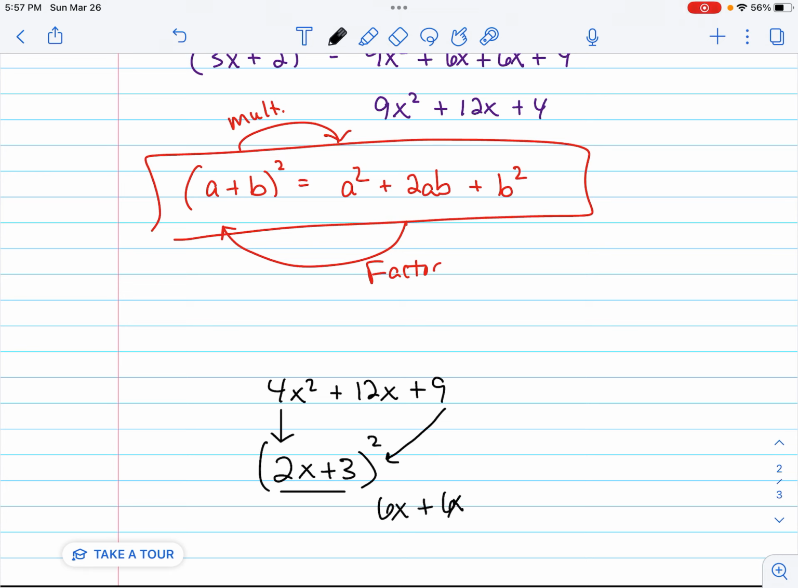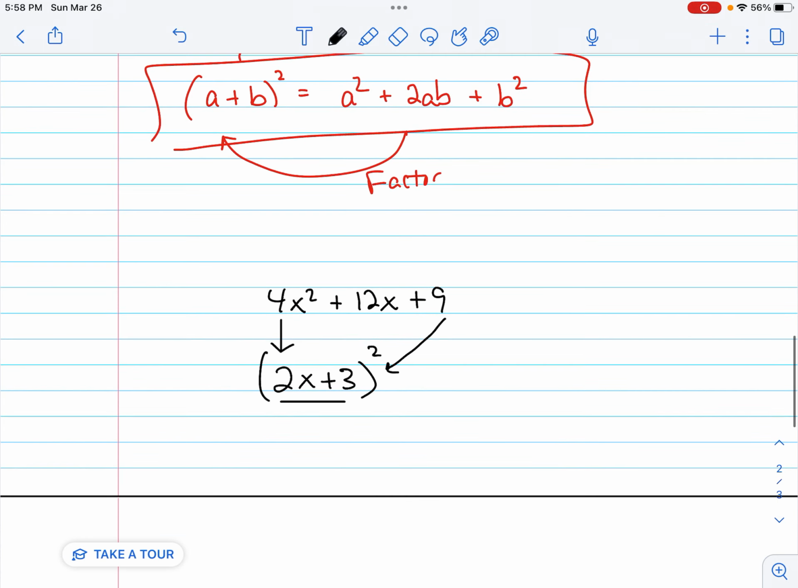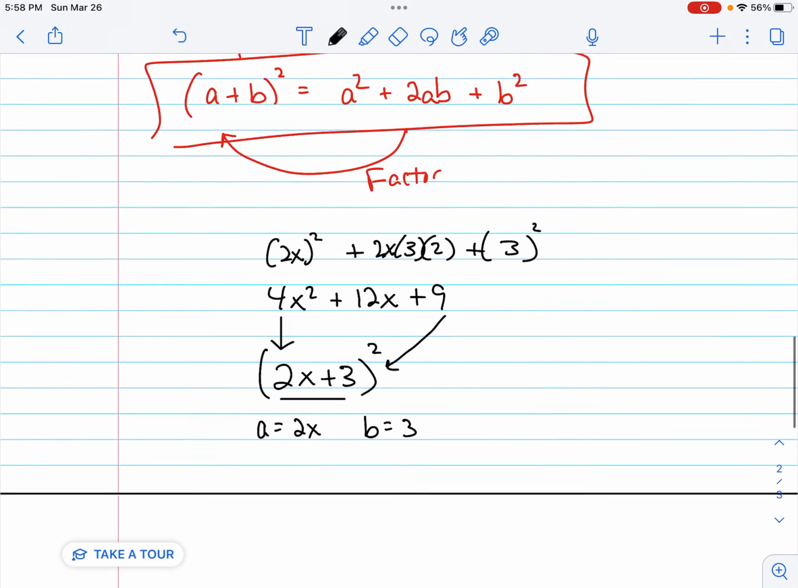If you really want to see exactly how we would use the formula, if you're a formula person, then a is like your 2x, b is like your 3. And so this is your 2x squared plus 2 times 2x times 3 plus your 3 squared. And therefore we know it ends up being 2x plus 3 squared.